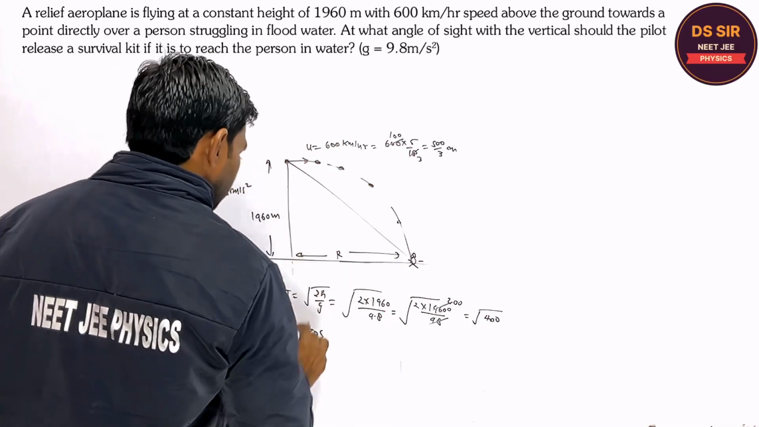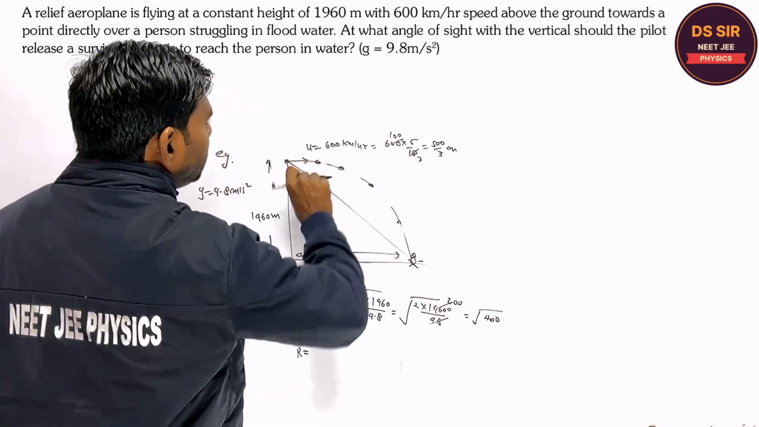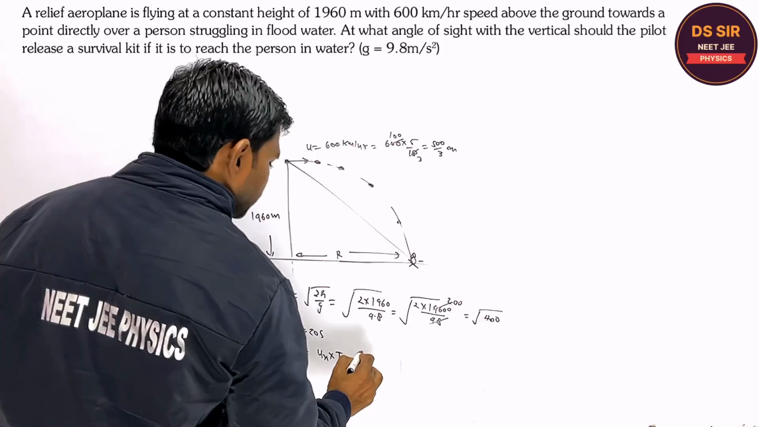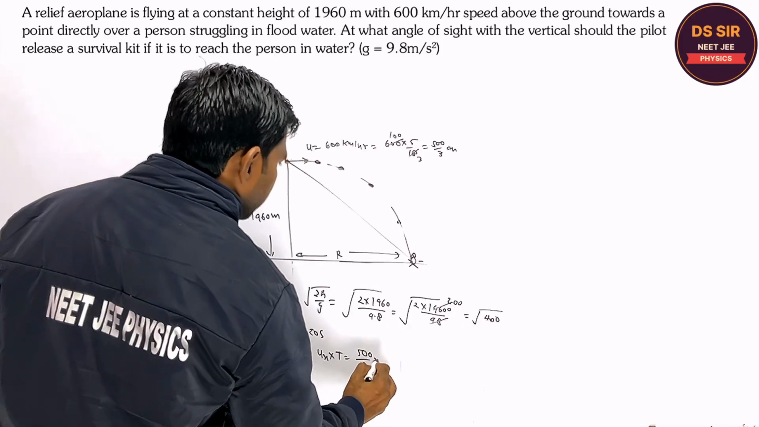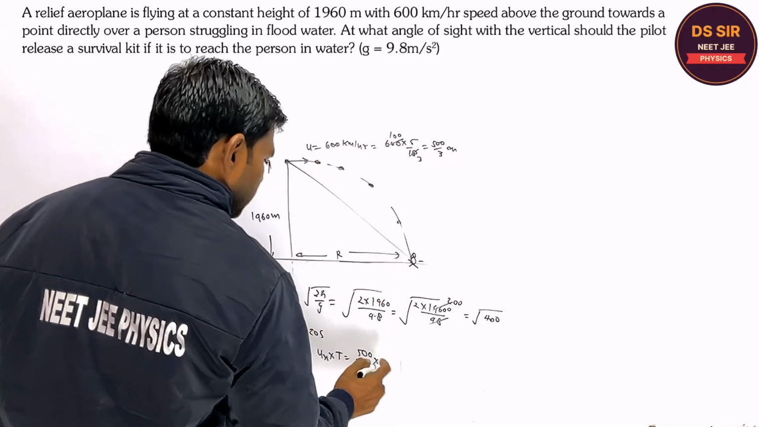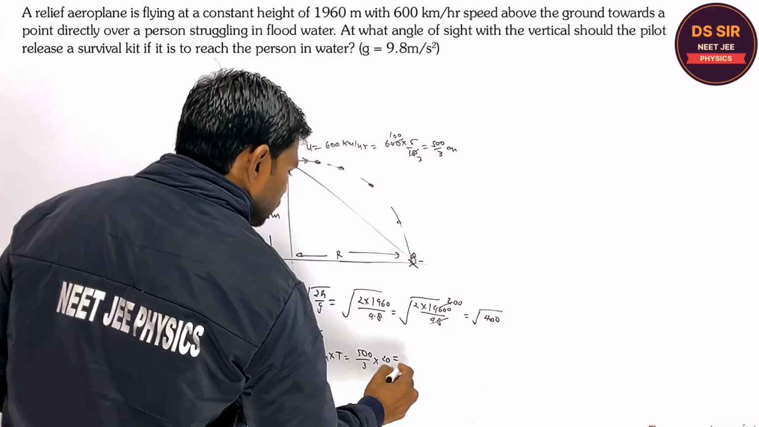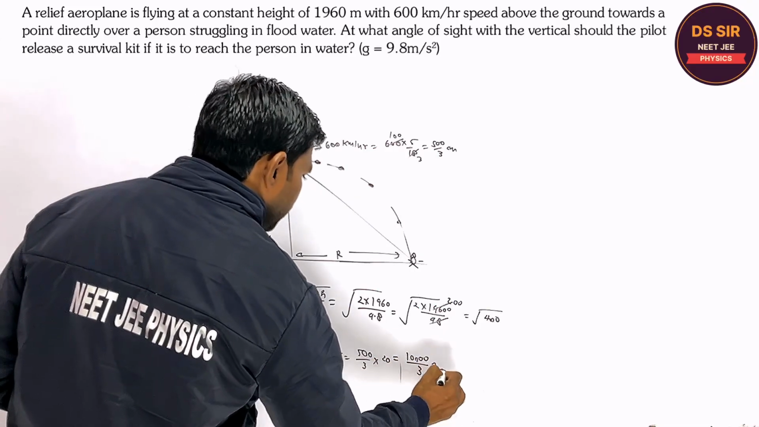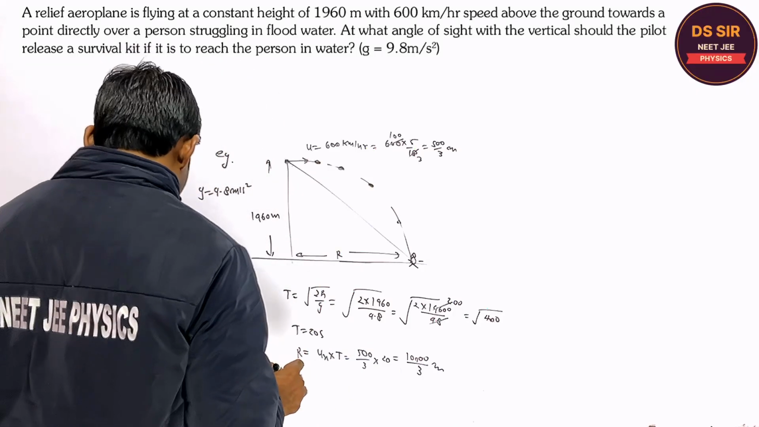The range is what? The speed into time. The speed is what? Say 500 upon 3 into time is what? Say 20 seconds. So this is 10,000 upon 3 meter. So this is the range.